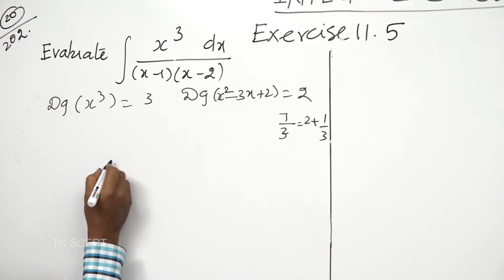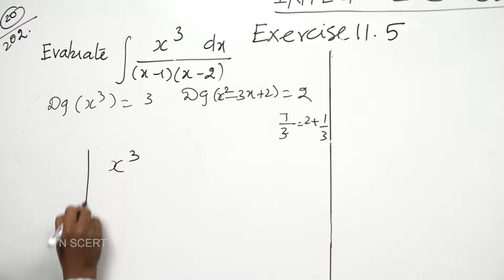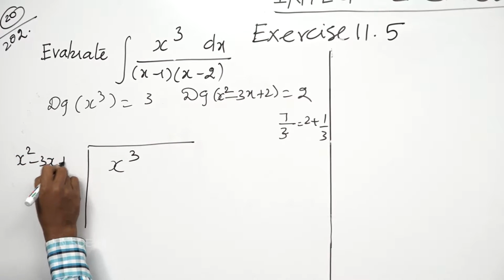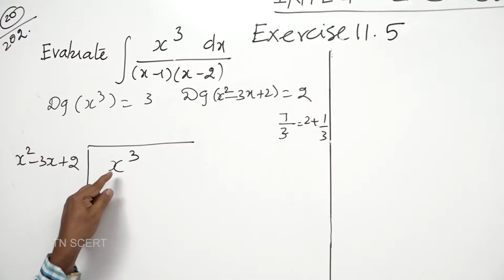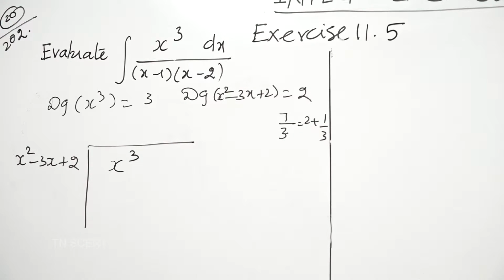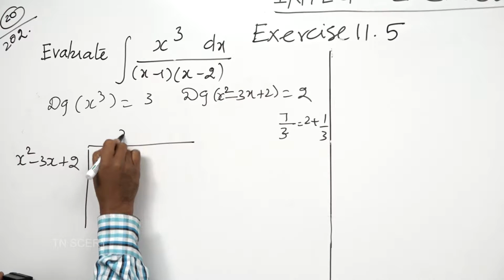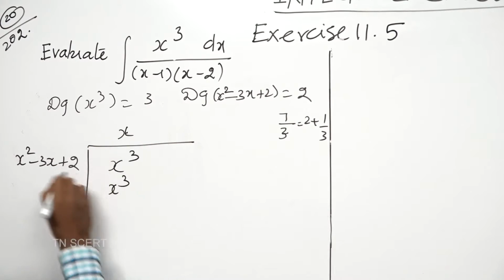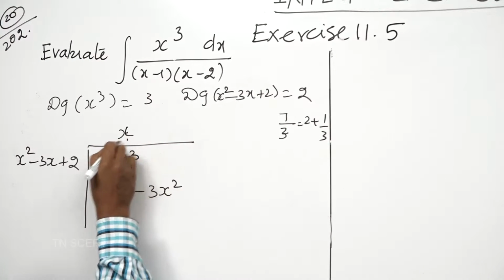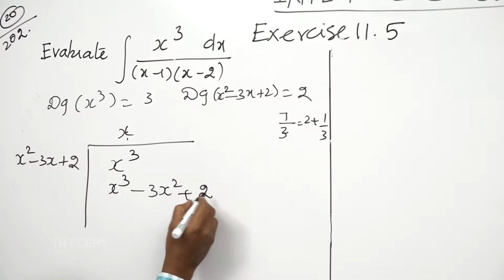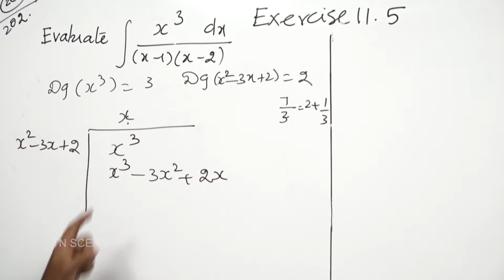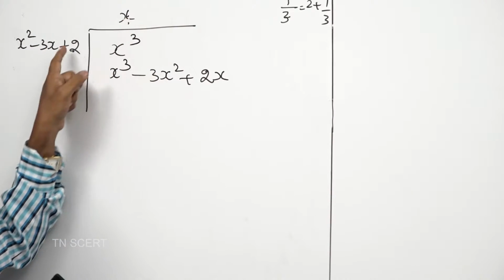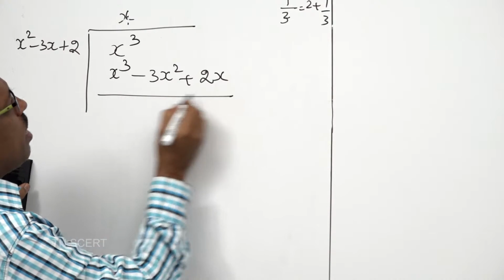What is the numerator part? X cubed. What is the denominator? It involves x square minus 3x plus 2. This is the dividend, this is the divisor. Now I wish to get x cube, and dividing by x square, it is x. X and x square is x cubed, x and minus 3x is minus 3x square, x and 2 is 2x. You can subtract.